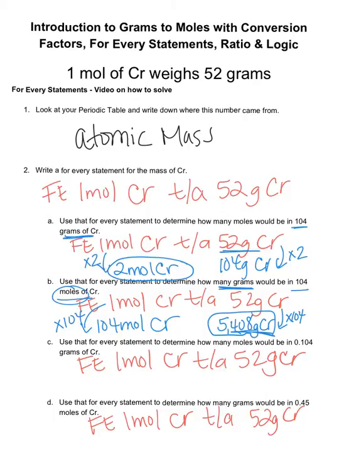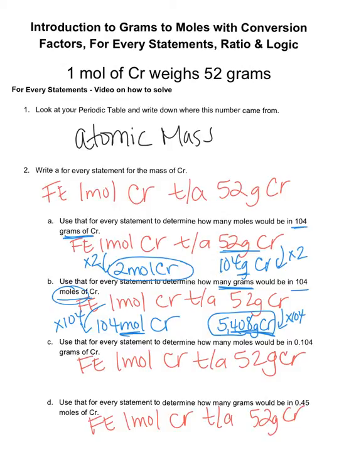So notice on these two problems, they were both 104, but very different answers because the first one was 104 grams of Cr. So I line up the 104 grams under 52 grams. And this other one, it's 104 moles, so I line up 104 moles under the moles of Cr.